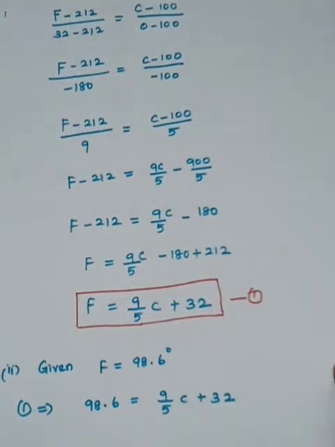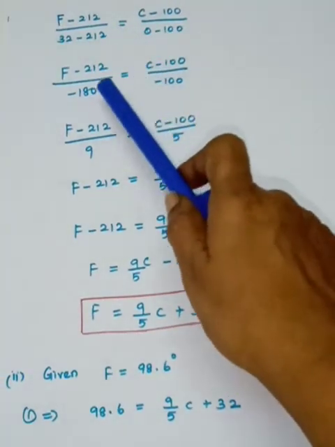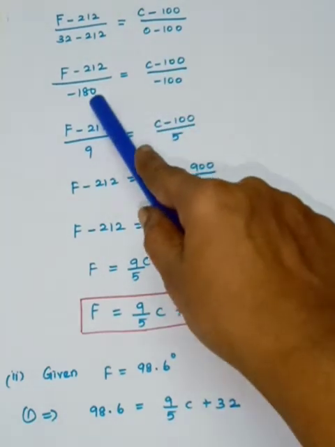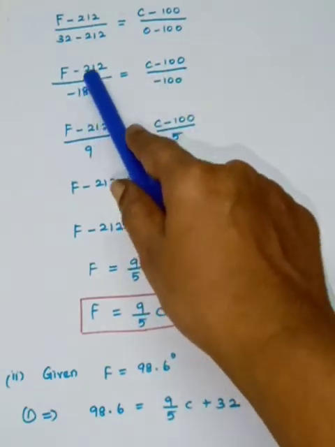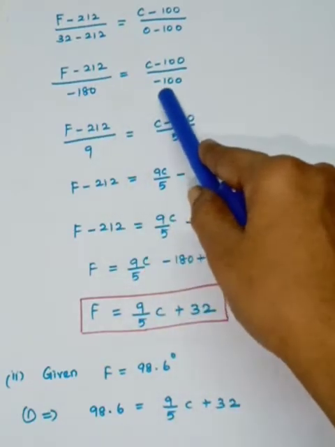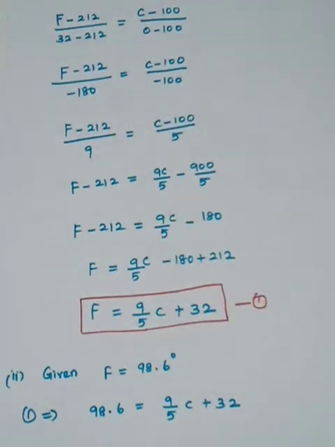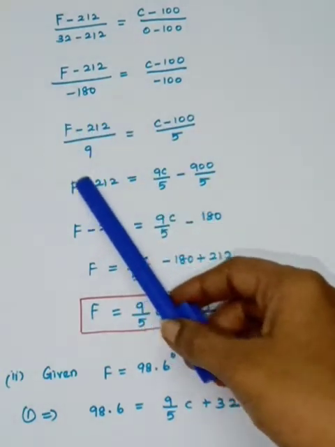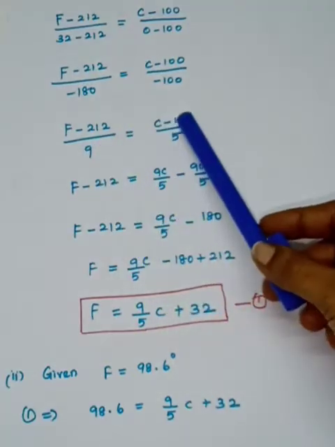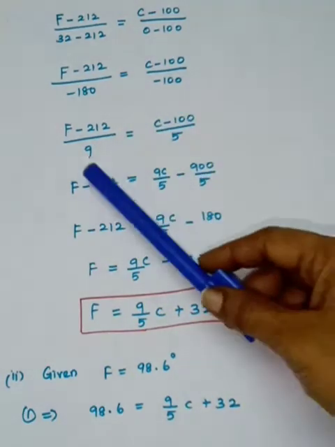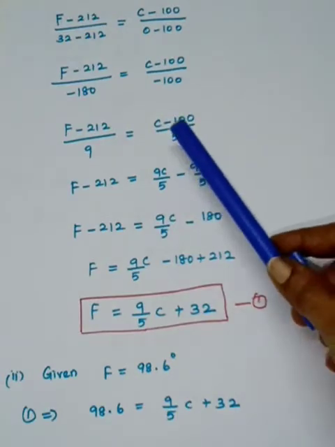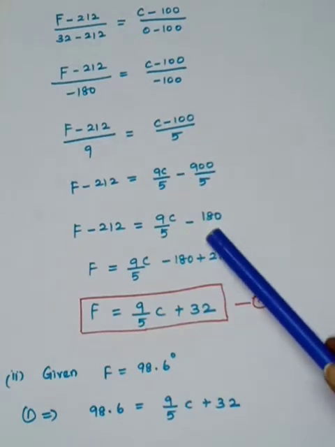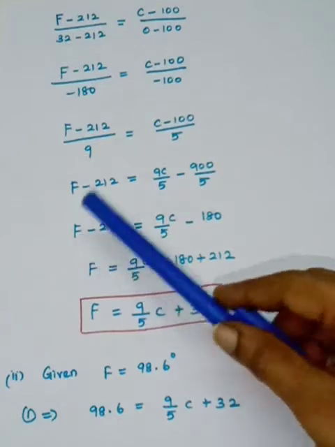So next, you have to simplify. 32 minus 212 is minus 180, and here you are having minus 100. So the zeros get cancelled, and if you cancel with 2, here 9, here it is 5. So minus minus also gets cancelled. So (F minus 212) by 9 is equal to (C minus 100) by 5. Okay, so F minus 212. So the 9 we can multiply with the right hand side term. So it is 9C by 5 minus 9 into 100, which is 900 by 5. So what is 900 by 5? That is 180 degrees.